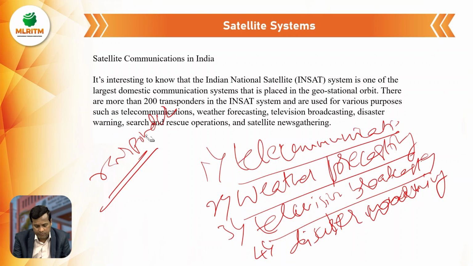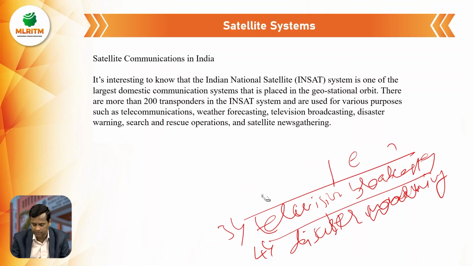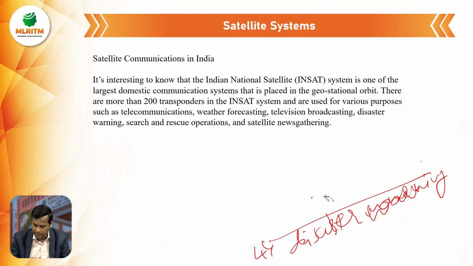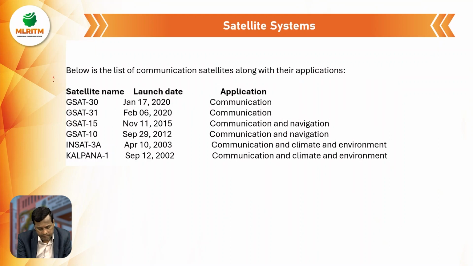In these satellite systems, we are using 200 transponders. By using those 200 transponders, we can say there are four types of use: telecommunication and military, disaster warning, television broadcasting and weather forecasting. So these are the satellite systems which we have launched into orbit.